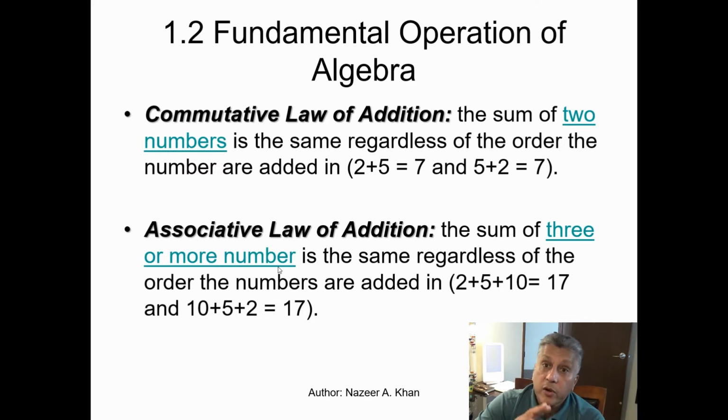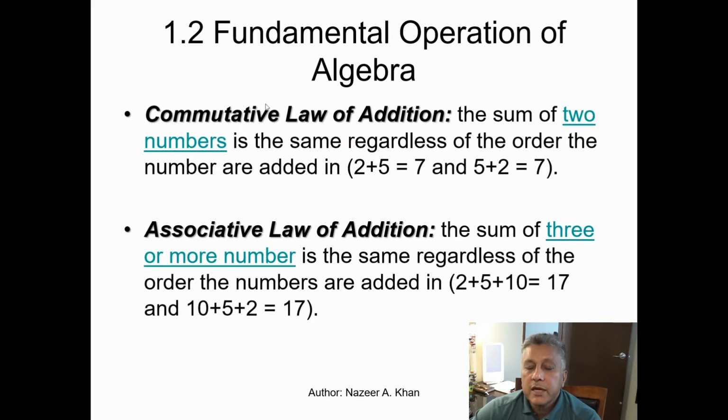So now we've gone from 2 numbers to 3 or more numbers. The sum is the same regardless of the order the numbers are added in. So we have 3 numbers here: 2 and 5 plus 10, right? When we add these up, we have 17. When we switch the order around, we could add 10 plus 5, 15, plus 2 is 17 again. So it doesn't make a difference. You just have to know commutative is 2, associative is 3 or more.